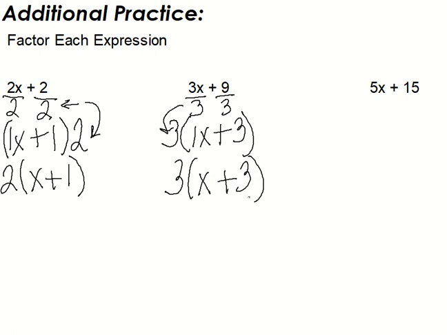So why don't you pause and see if you can do the last one, and then unpause and see if you get the same answer. So in this one, we would divide by 5. We would get x, or 1x plus 3. I would put that in parentheses and put the 5 on the outside.